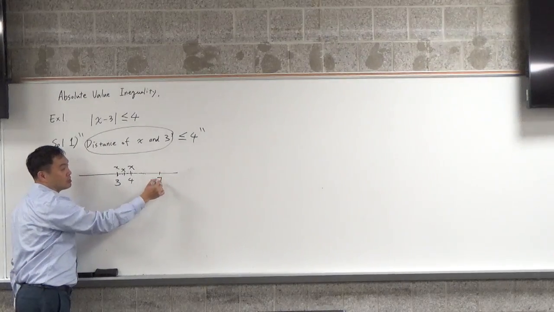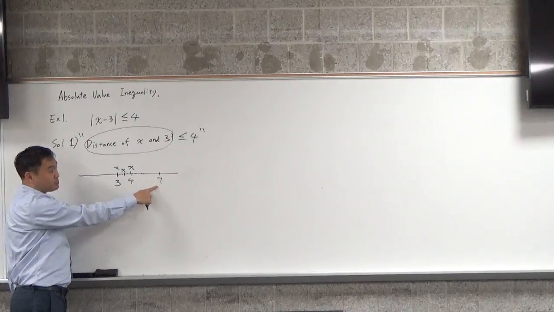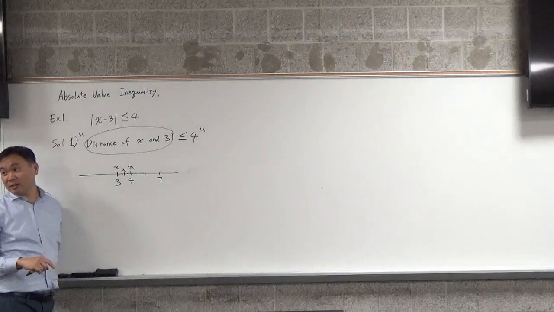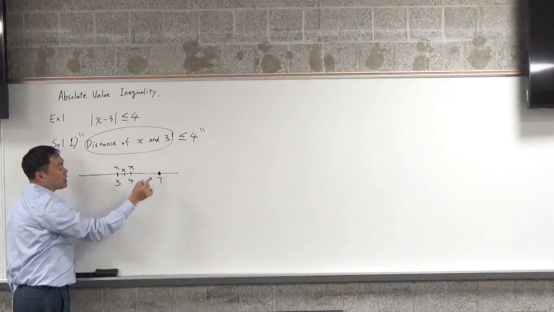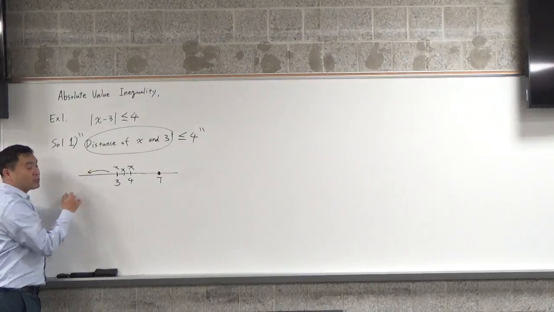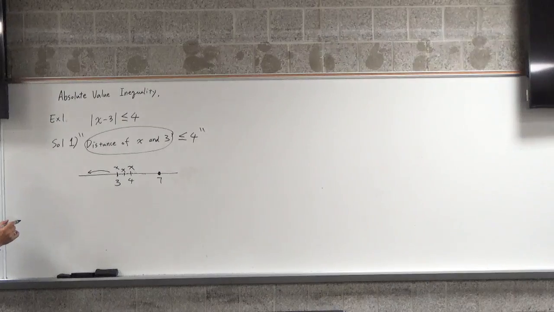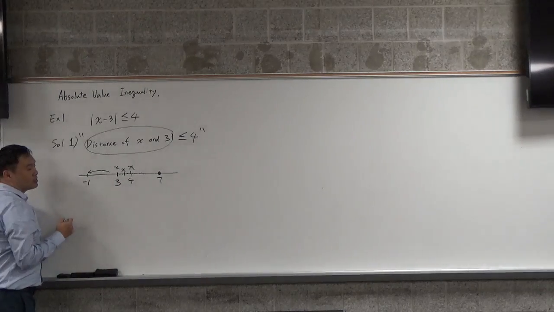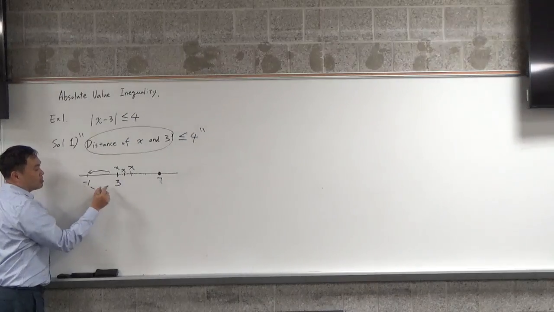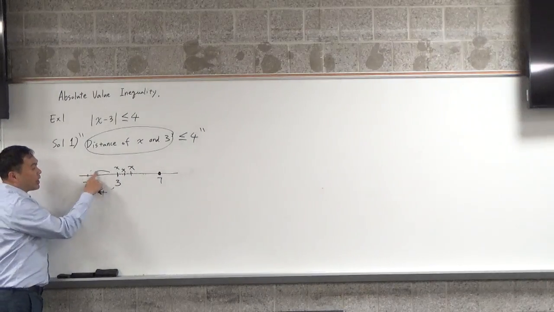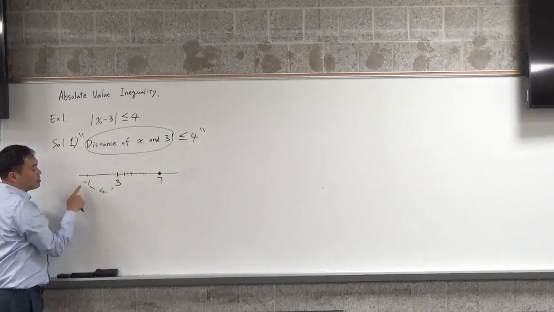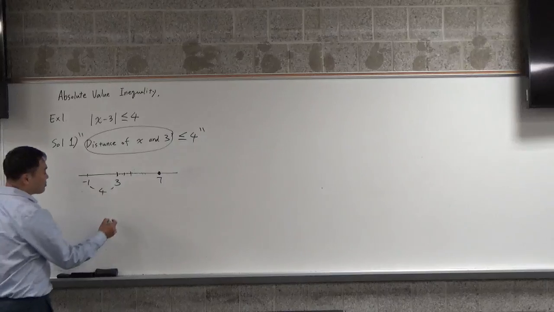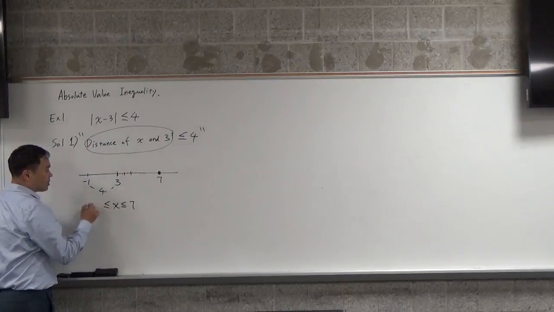7. You can go all the way to 7. And 7 minus 3 is 4. Absolute value of 4 is less or equals to 4. So 7 is the maximum you can go to the right. On the other hand, how far can you go left? Negative 1, because this is distance 4. So x could be anything between negative 1 and 7, and this will be satisfied. Therefore, the answer is x is between negative 1 and 7.